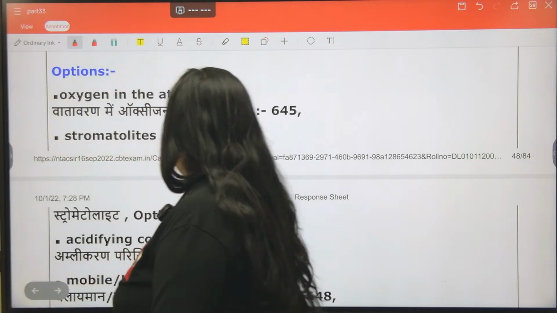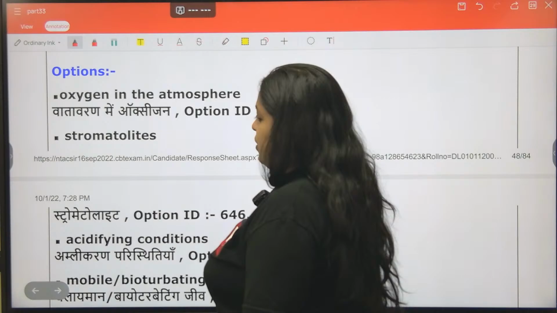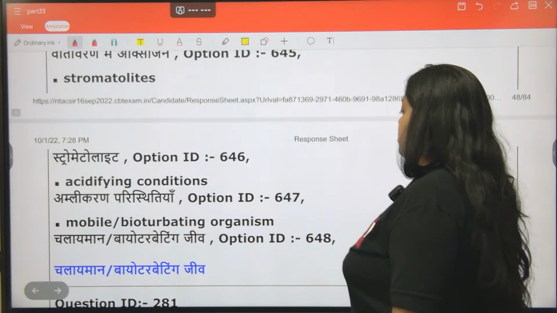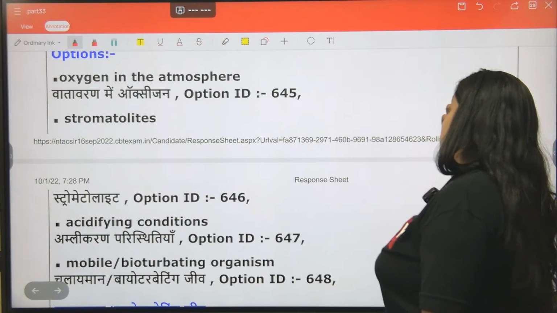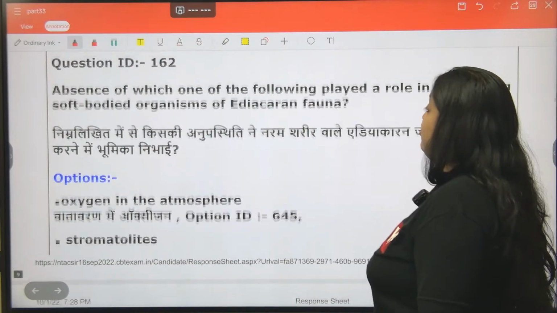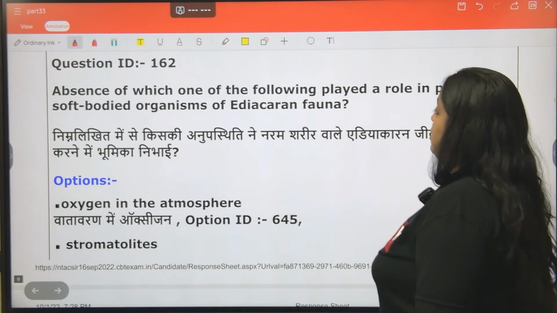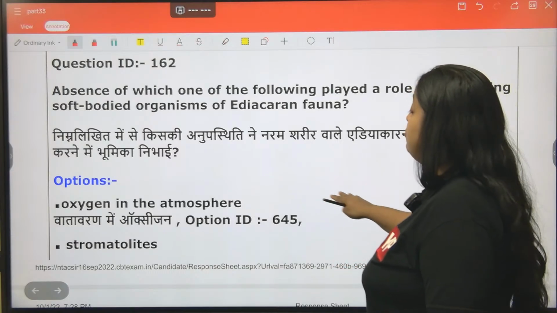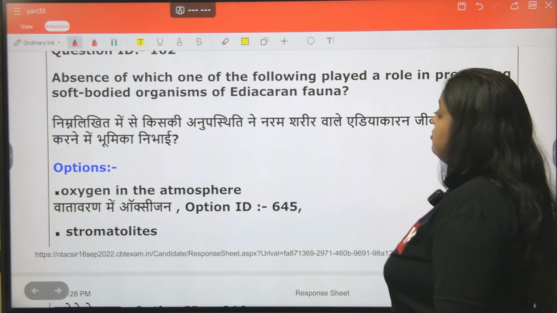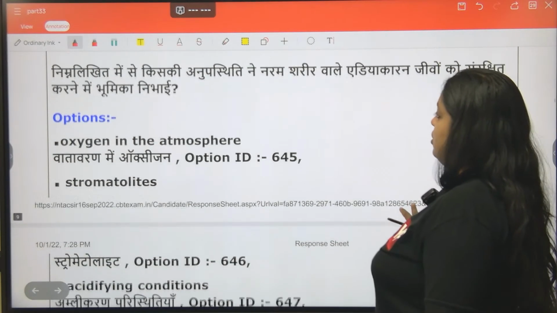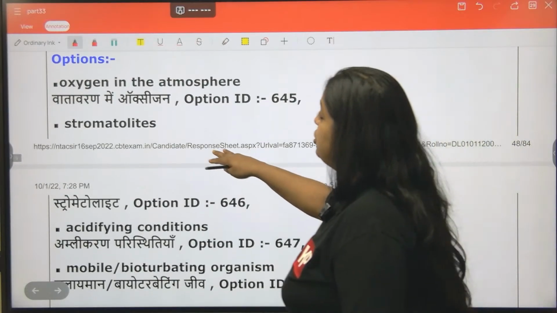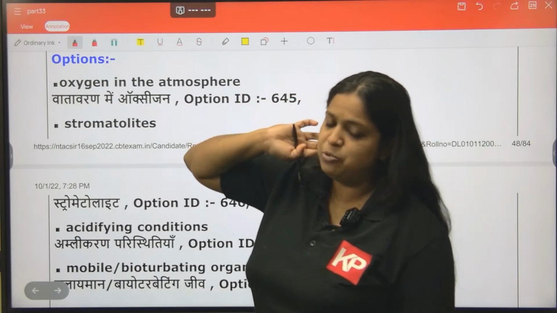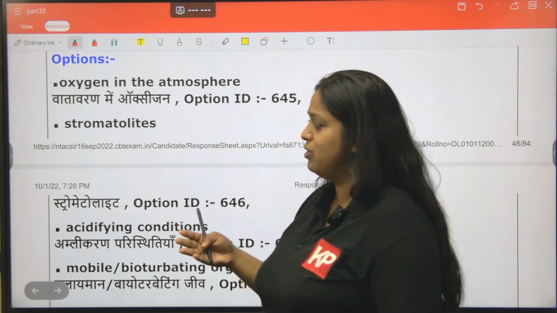So among all these options, oxygen in the atmosphere, stromatolites, acidifying condition, mobile and bioturbating organisms, which one actually helped in the preservation of soft-bodied organisms of Ediacaran? Or rather, absence of which one of the following played a role in preserving them. So we know that during that particular time, oxygen in the atmosphere was not much.